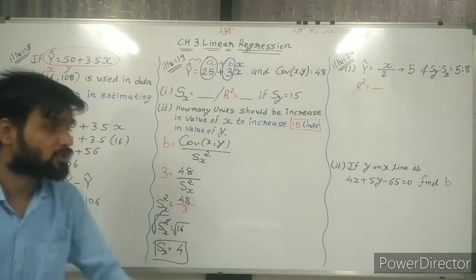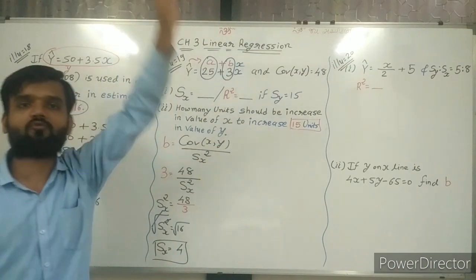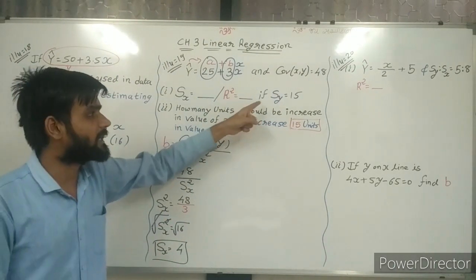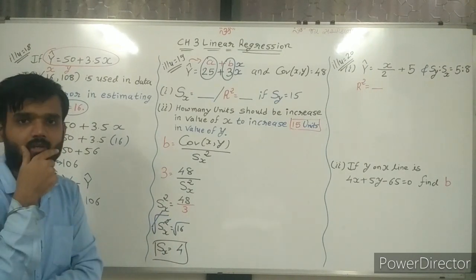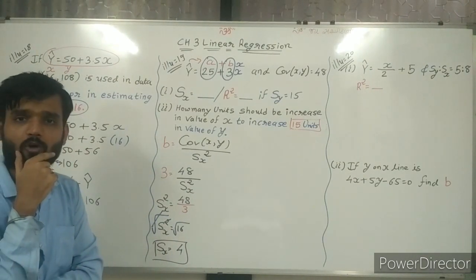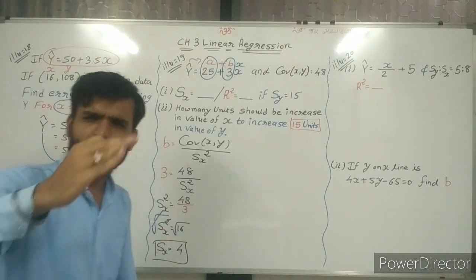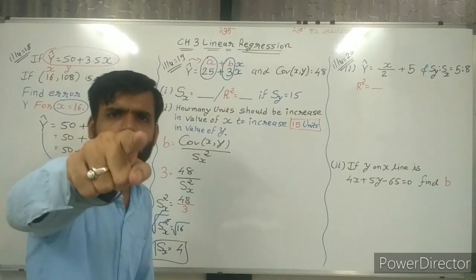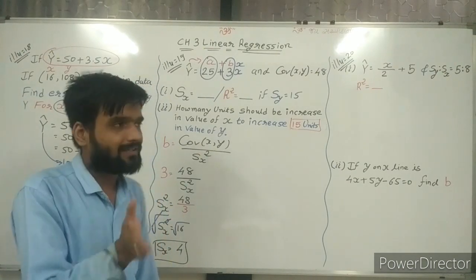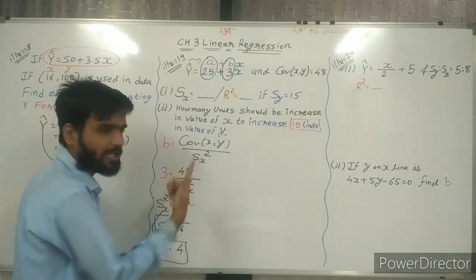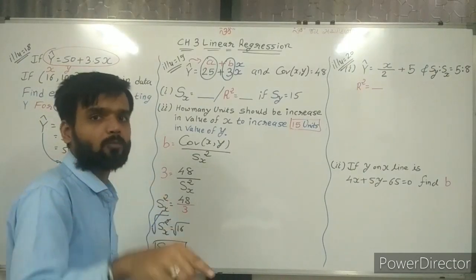Now, sir, in that first question, the second part is also there. Find r square, if Sy is equal to 15. Now, sir, which formula can I use for r? So, this formula is new in this lecture for all of you by Kamal sir. Because in the last lectures, whatever I am going to tell you now was not discussed. And that is the formula of B.